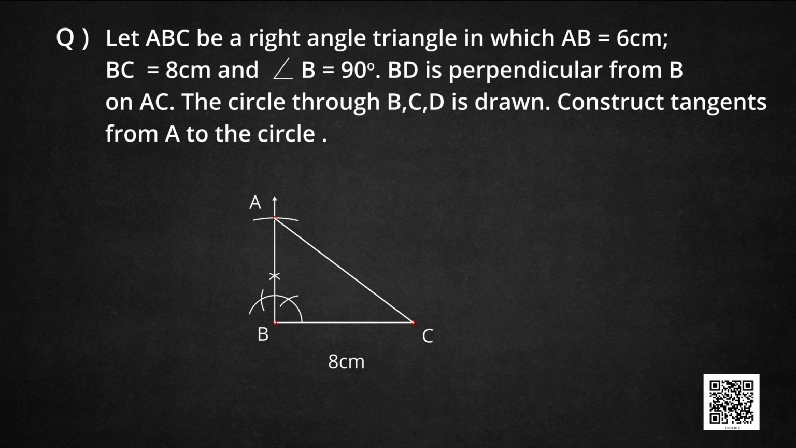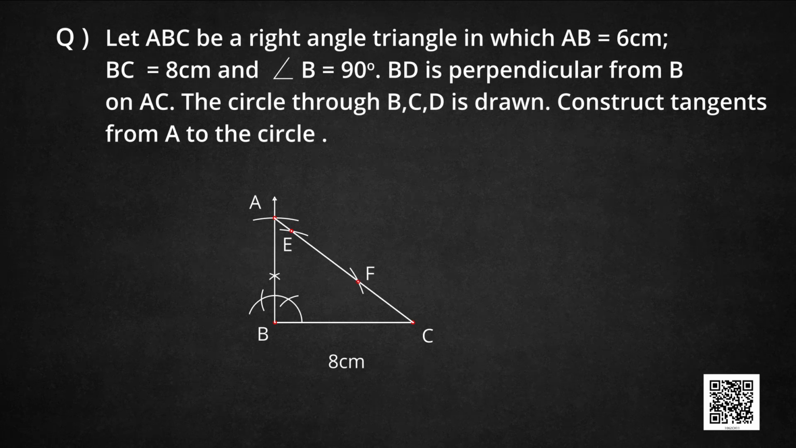Now we have to draw a perpendicular from B on AC. How do we do this, children? You have done this in previous classes. Keeping the tip of the compass at point B and taking a convenient radius so that this radius will enable us to cut AC at 2 points, say E and F.